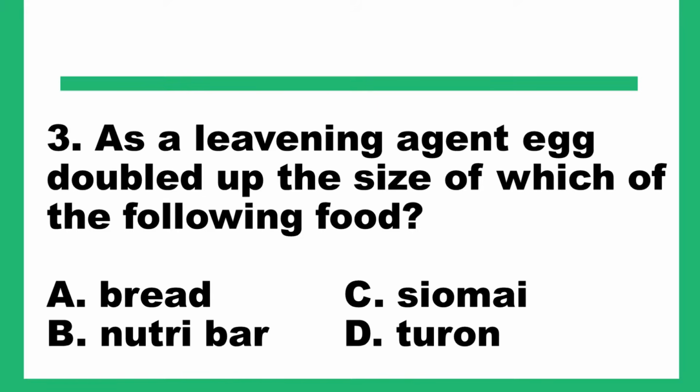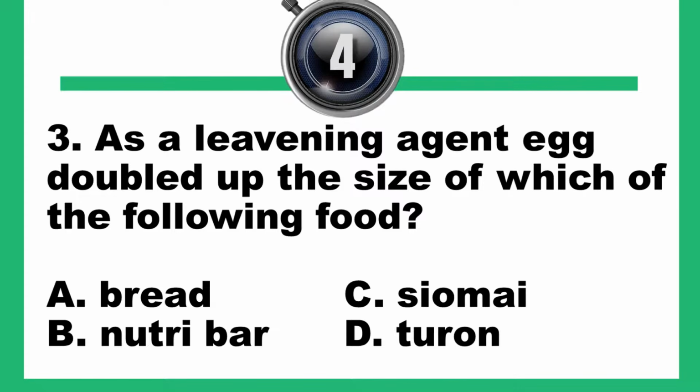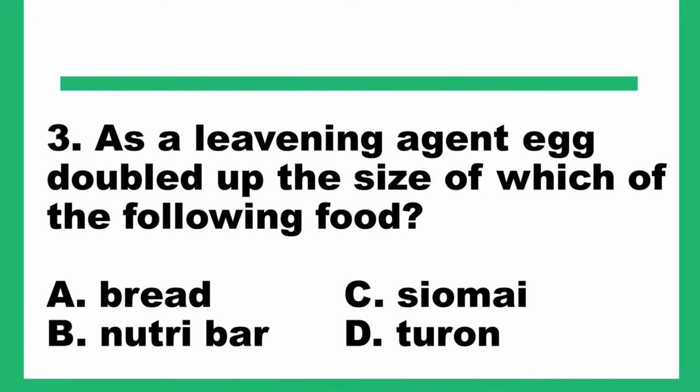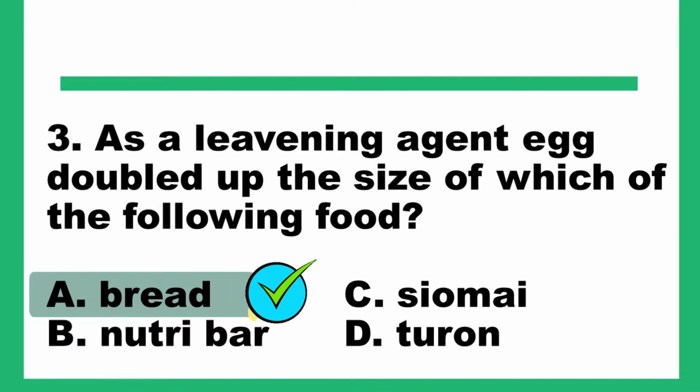As a leavening agent, egg doubled up the size of which of the following food? Is it A. Bread, B. Nutribar, C. Siomai, or D. Turon? The right answer is A. Bread.